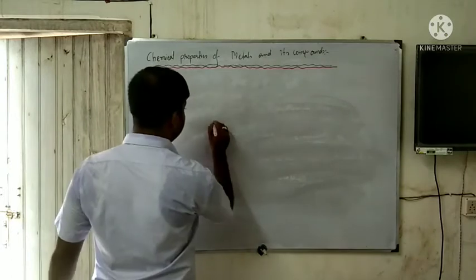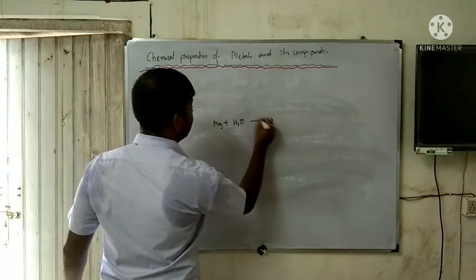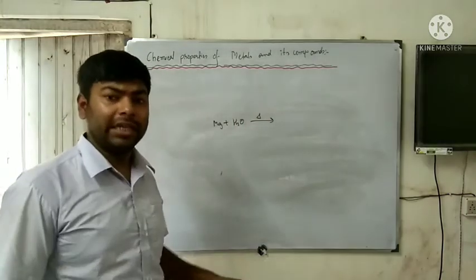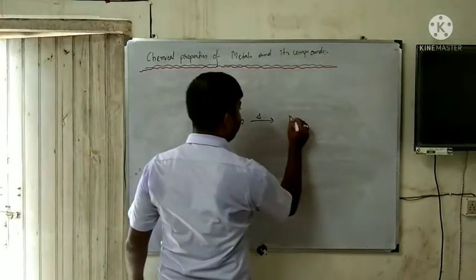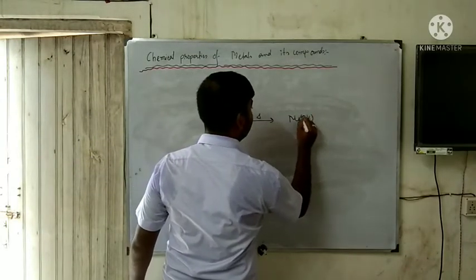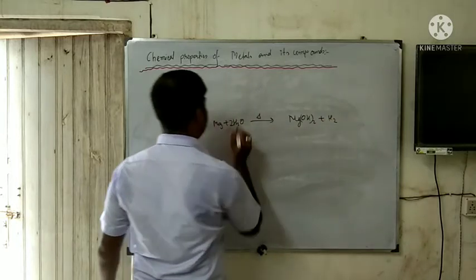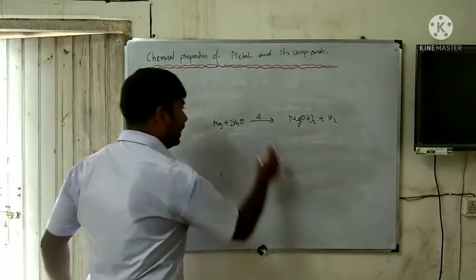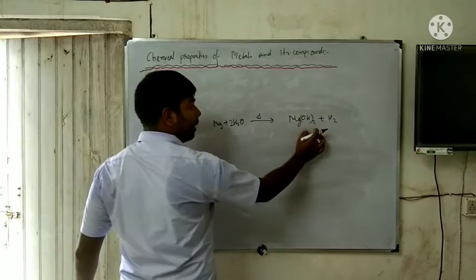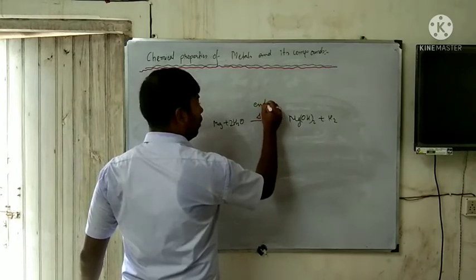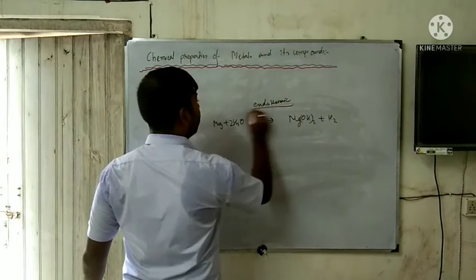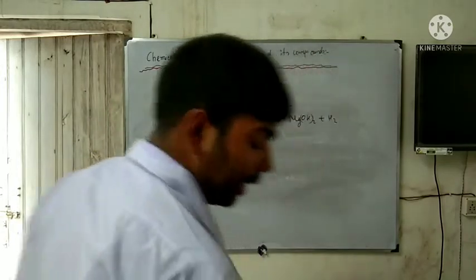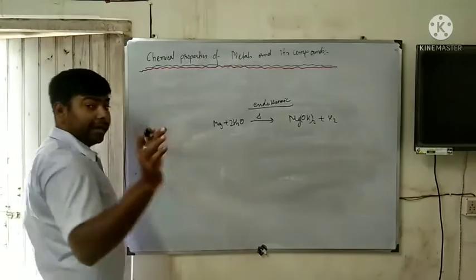For example, if I take magnesium plus water, we have to give a little bit of heat, not that much, 40 or 50 degrees centigrade. The magnesium will react to give Mg(OH)2, magnesium hydroxide. This is also a base, but it needs temperature to produce the product. That's why it is endothermic. And this is not an explosive reaction. It's a normal reaction.